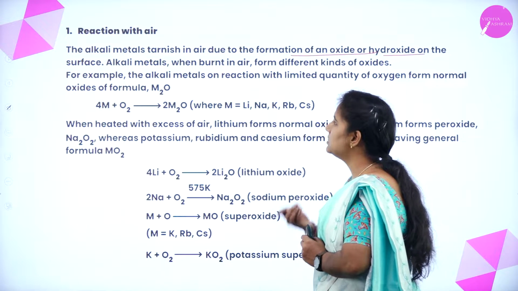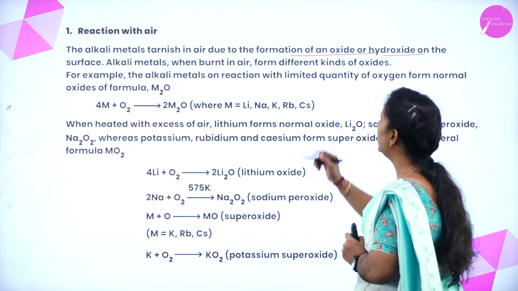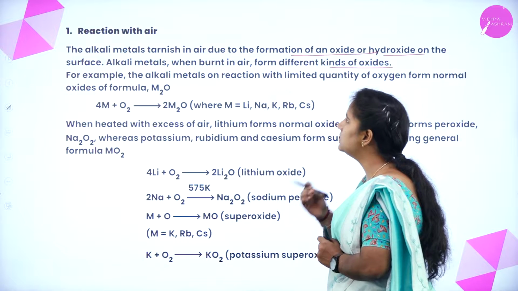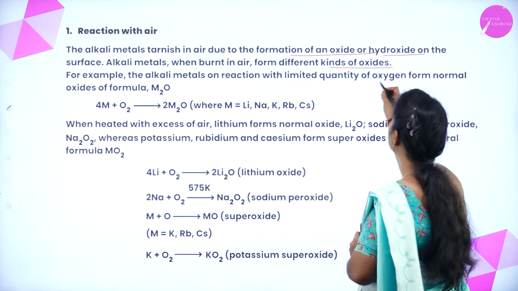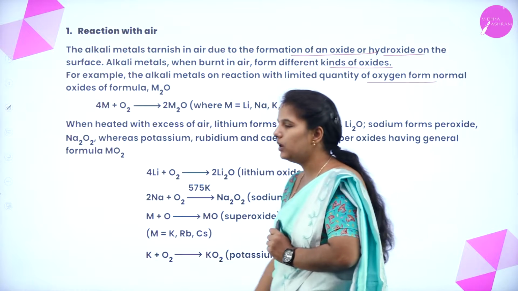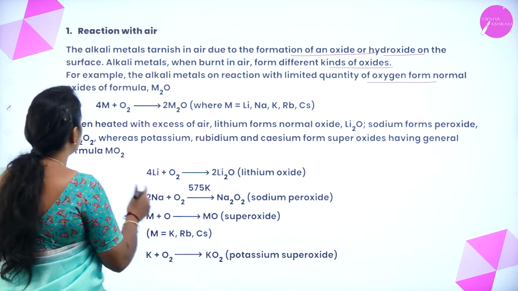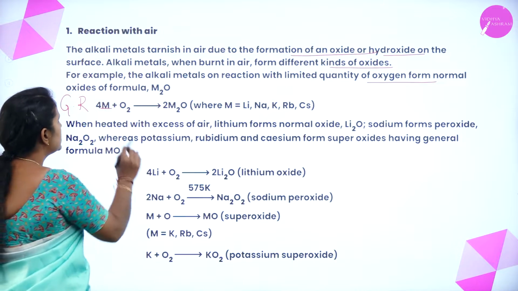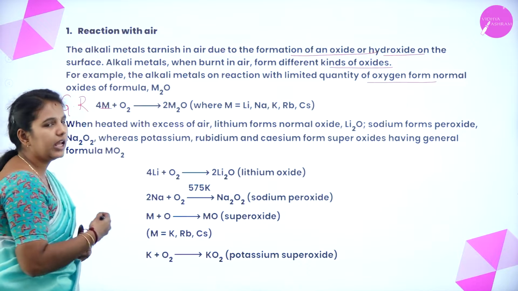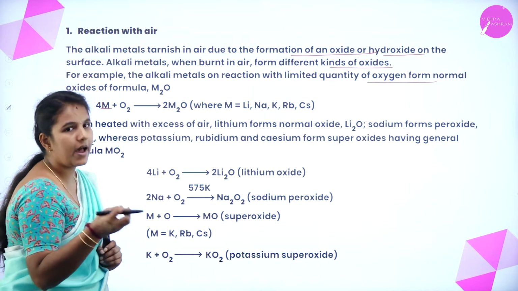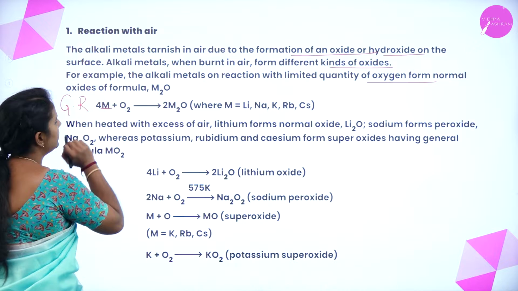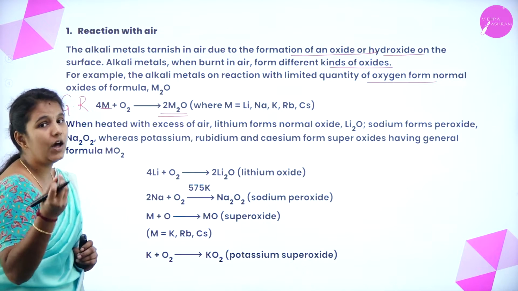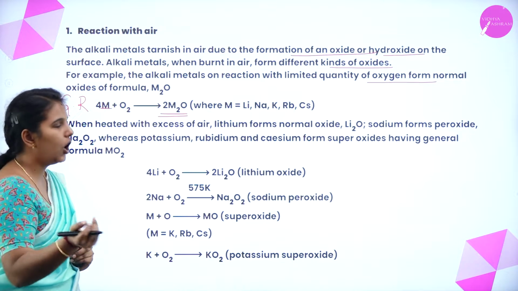When alkali metals are burnt in the air, they form different kinds of oxides. For example, alkali metals on reaction with a limited quantity of air form a normal oxide. This is a general reaction, where M stands for metal. It may be lithium, sodium, potassium, rubidium or cesium. When it reacts with oxygen, what does it form? Metal oxide.